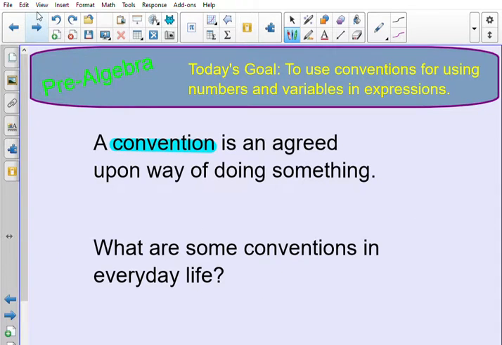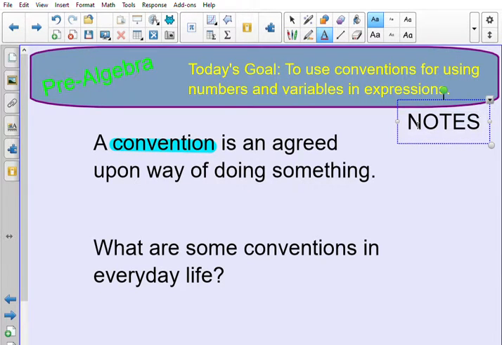So I need you to add somewhere in your notes. You need to put this in the notes again. A convention is an agreed upon way of doing something, and we're going to pause the video and we're going to have a brief discussion on what some conventions in everyday life are. So this is just things that are basically norms of everyday life or an agreed upon way of doing something. So you can pause the video now.